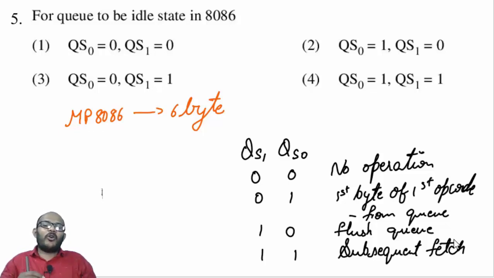Now the contents of the queue will be flushed whenever you are going to encounter jump or call instructions or interrupt service routine, or whenever you want to provide a service to the interrupt, at that time the contents of the queue will be flushed. So based on this, if I am choosing 0, 0 it is no operation, nothing but option 1 is correct.